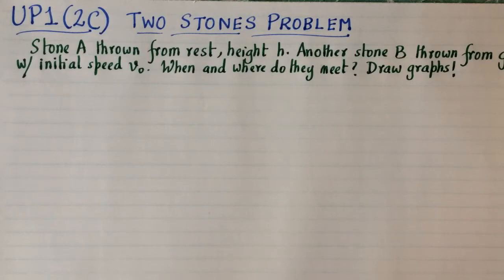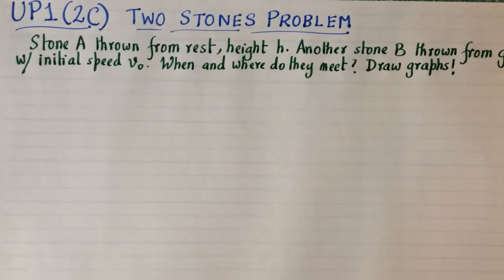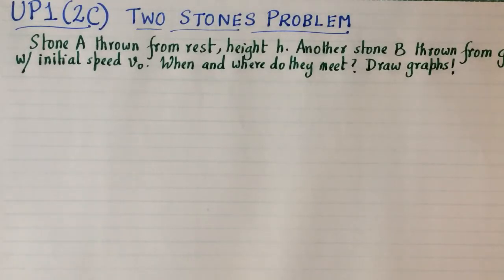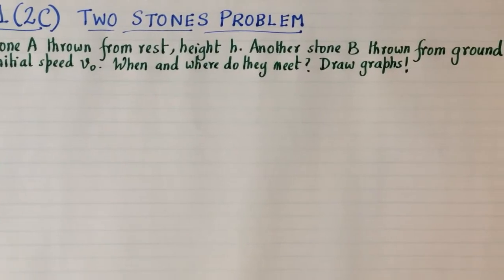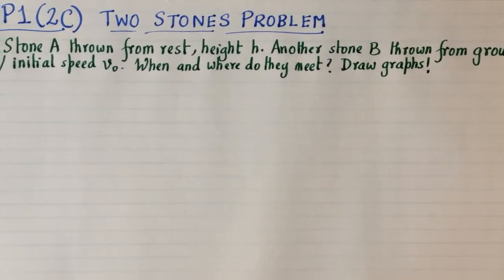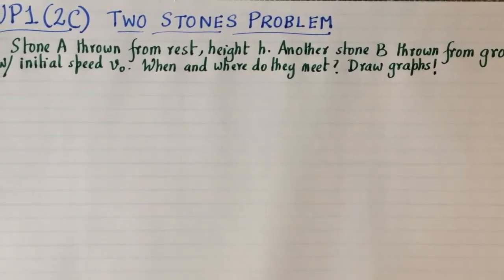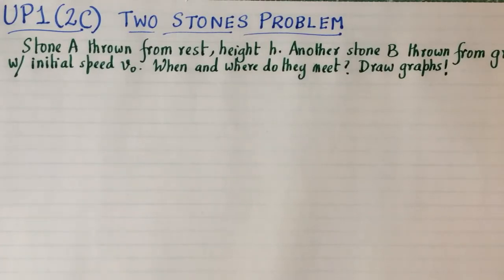Let's look at a kinematics in one dimension problem involving vertical motion. I have two stones, one dropped from rest at a height h above the ground, and another stone that's thrown from the ground with an initial speed of v0. When and where do they meet? And draw some motion graphs.